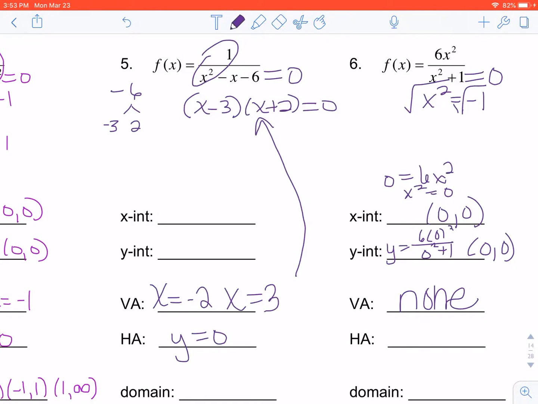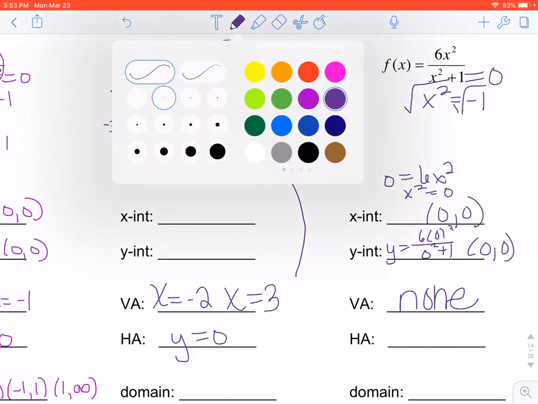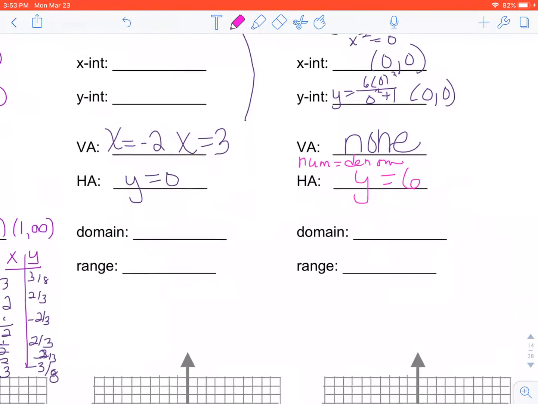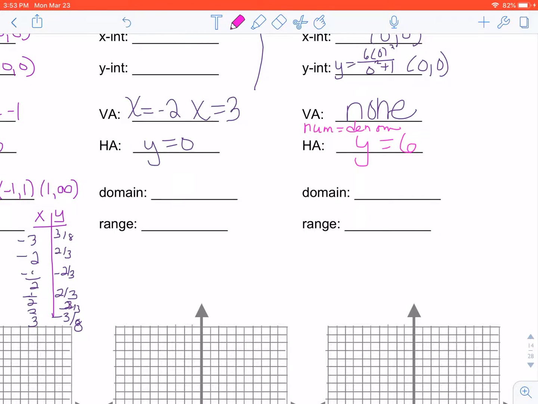And then the last thing to look at is the degree of the top versus the bottom. And it's the same. So the degree of the numerator equals the degree of the denominator. When that happens, your asymptote is the coefficients in front. So there's a 6 on the top and a 1 on the bottom. So that's going to be at y equals 6. So if there's not a vertical asymptote, that means the domain has no restrictions. And it's negative infinity to positive infinity. We can't do the range until after we graph it.